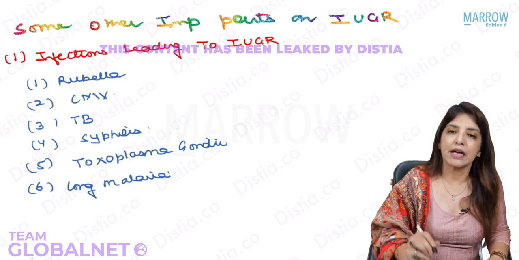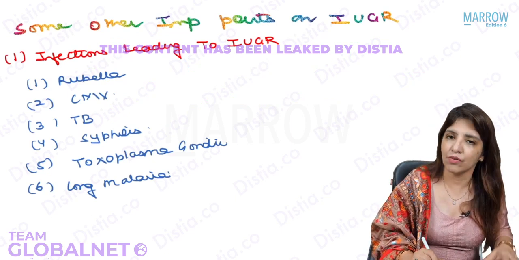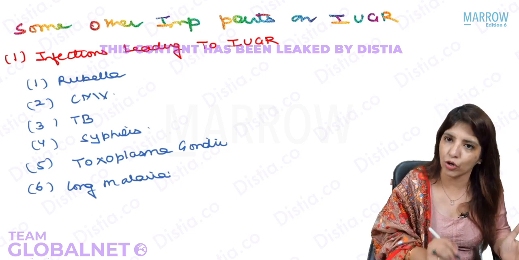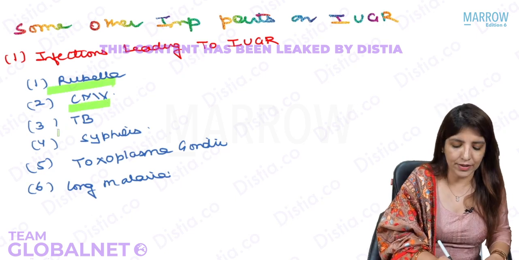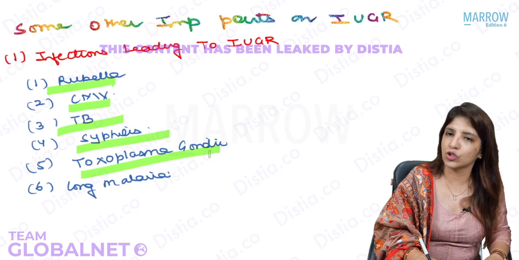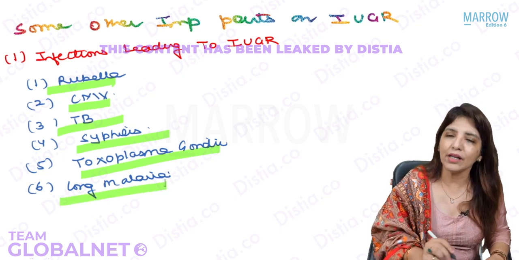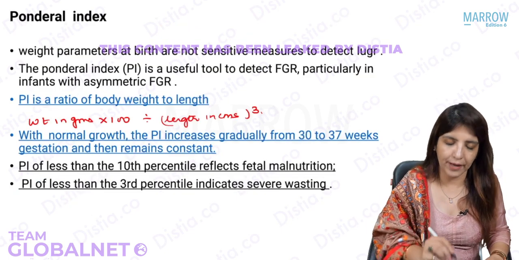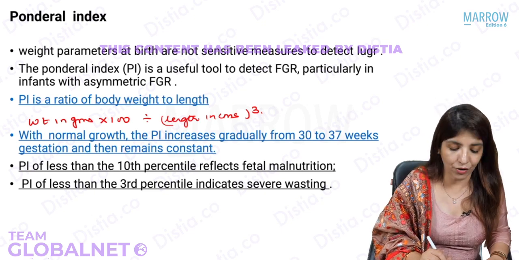Now, some other important points which I want to tell you on IUGR, there are certain infections. See, there is a list of infections which can lead to IUGR. Some of the important ones I'm going to tell you here. Rubella infection, cytomegalovirus infection, TB, syphilis, toxoplasma gondii, and congenital malaria are some of the very important infections which can lead to IUGR. And before I end, I want to also tell you something about the ponderal index.